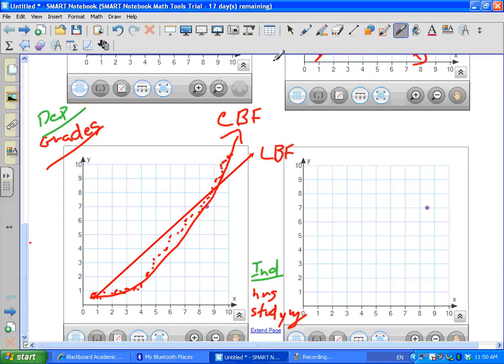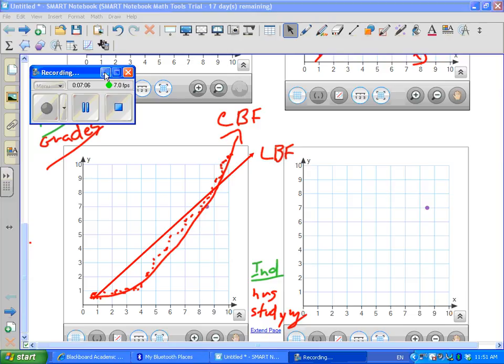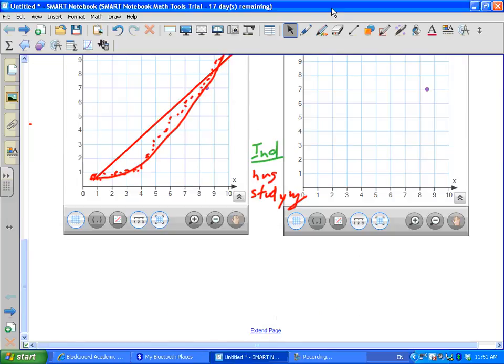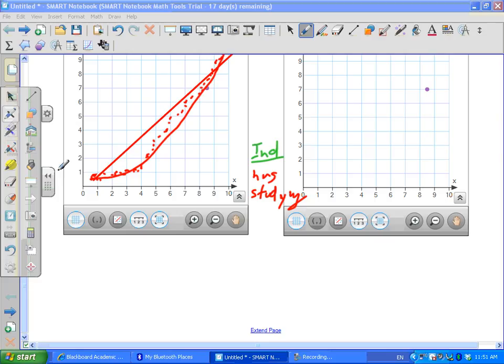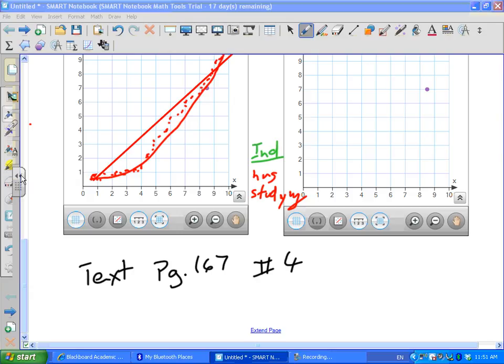So what we're going to do, now I know what we've done so far is really short. Pause this for a second. I want you guys to go to your textbook, page 167, number 4. And I'm going to give you guys about 8 minutes to try this out, okay?